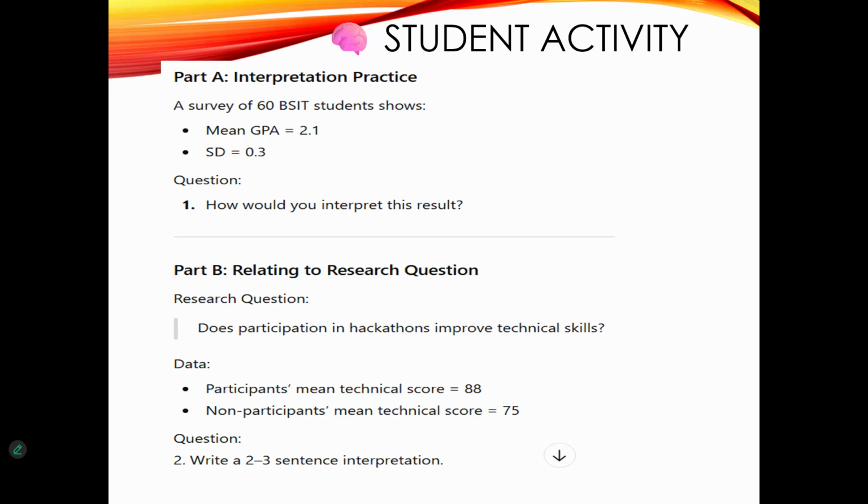Okay? So part B, relate to the research question. So does participation in hackathons improve technical skills? Okay? Hackathons may be a term in ICT wherein the students can hack. Okay, so the data, participants' mean technical score is 88 and the non-participants' mean technical score is 75. So the question, write a 2 to 3 sentence interpretation. Okay? So I hope you learned something from our lesson.